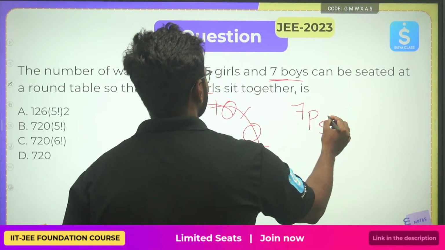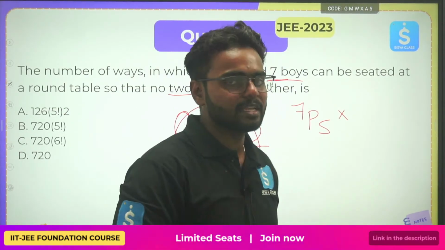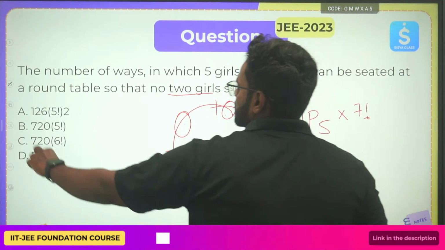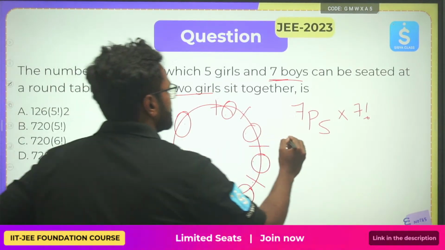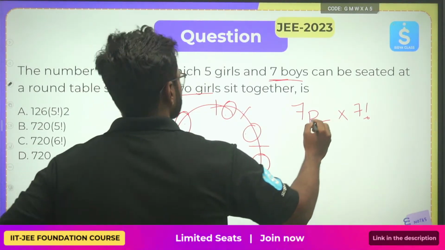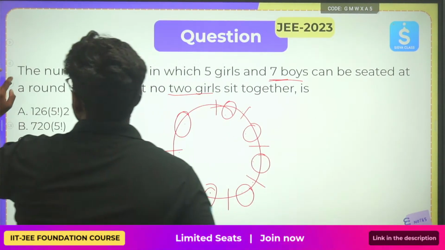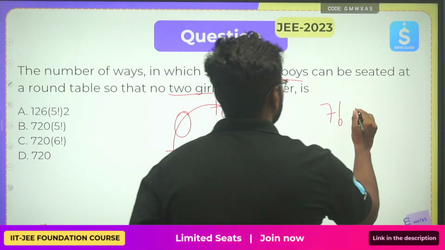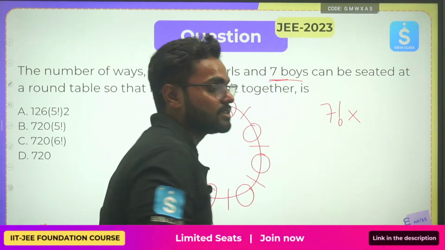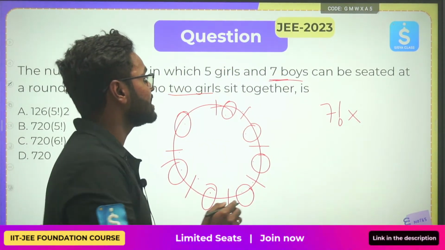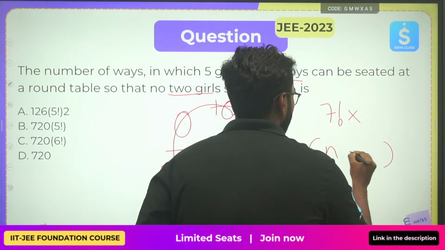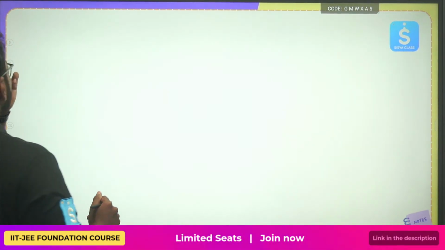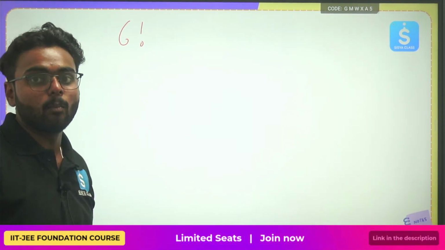And how many ways can the boys be arranged? They can be arranged in 7 factorial ways, right? Guys, this is the important thing. How many ways can the boys be arranged? This is a circular arrangement, so (n minus 1) factorial. So it is 6 factorial ways in which the boys can be arranged.